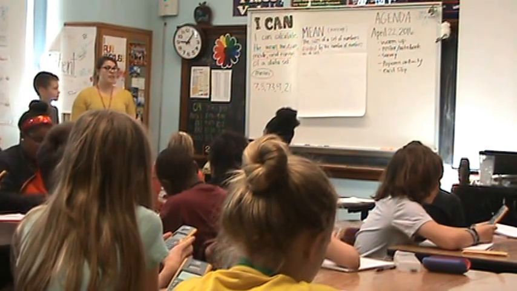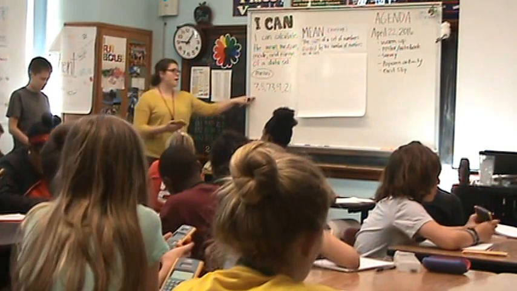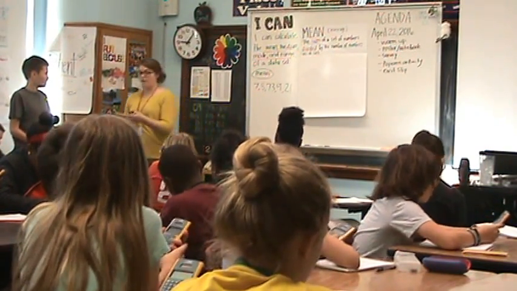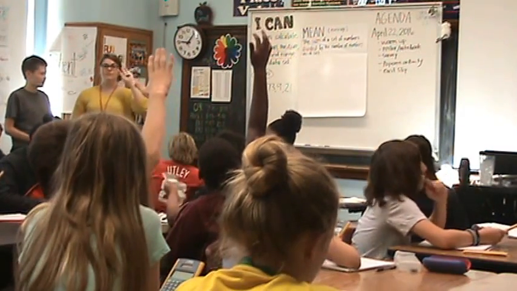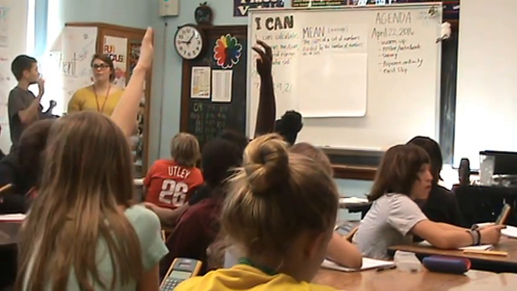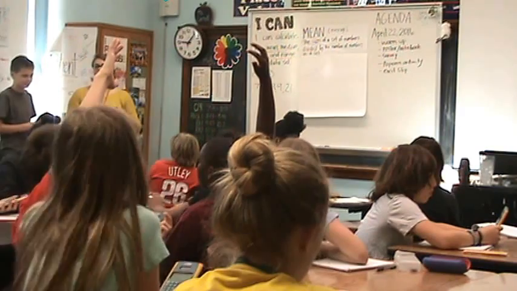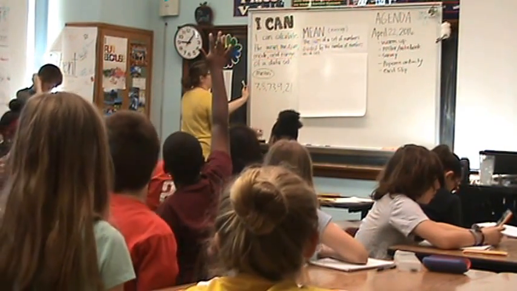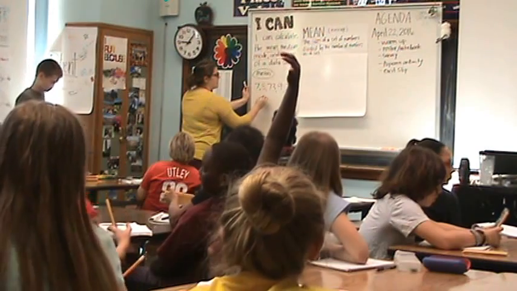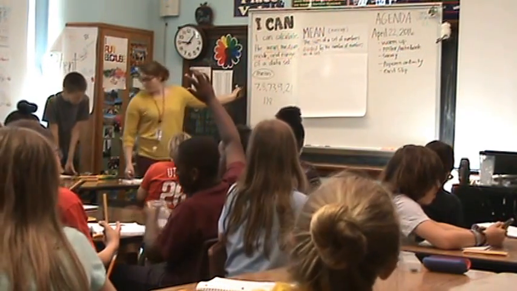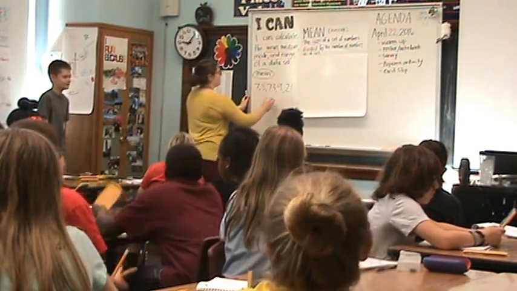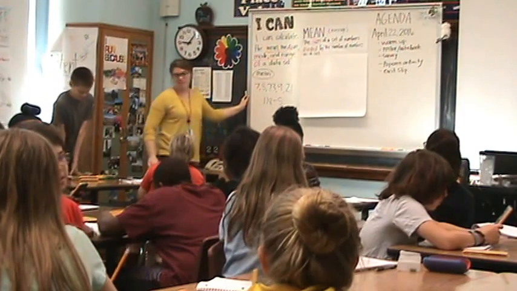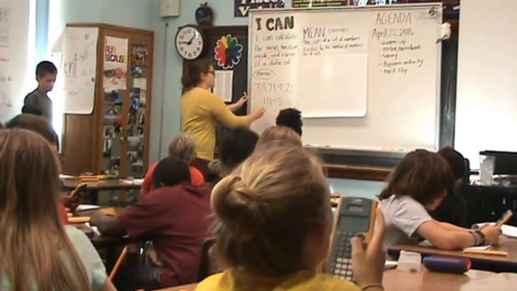So you add them all together, and then you take the sum and divide it by the 5 numbers that you have. What did you get? Just raise your hand. 23.6, 23 and 6 tenths. This equals, added together, 118. Divided by 5, the mean is 23.6.